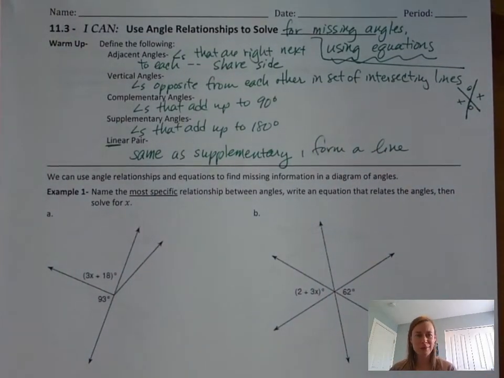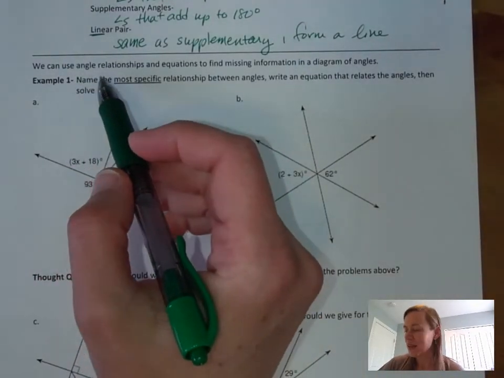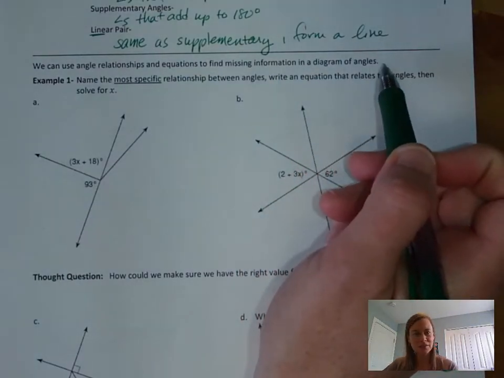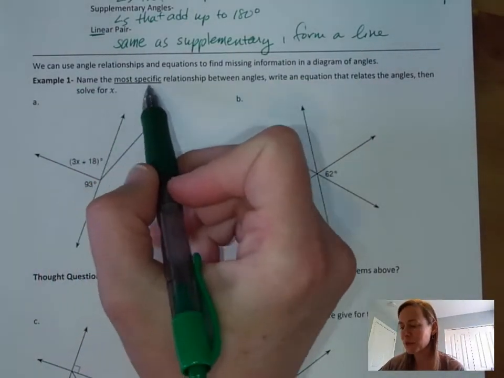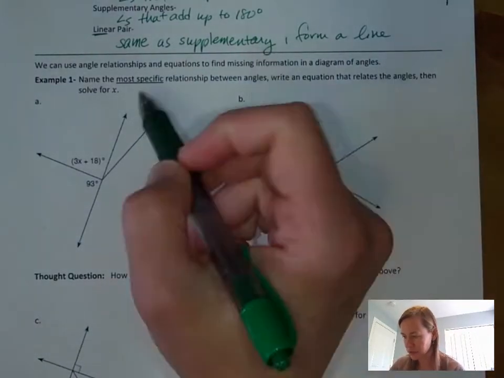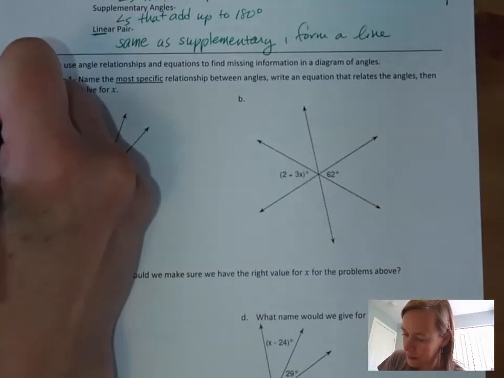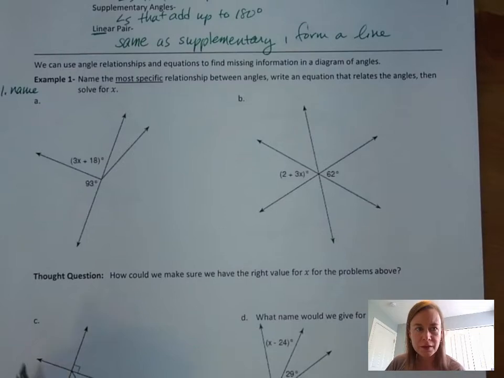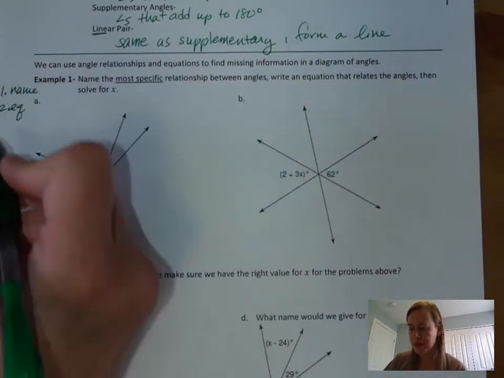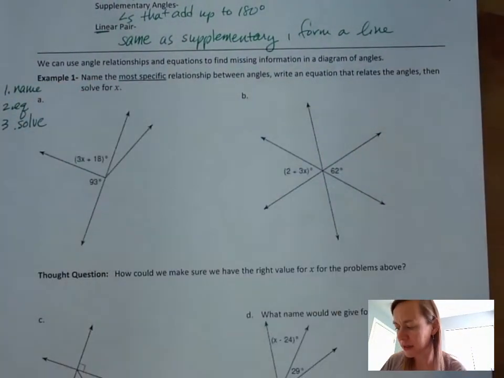Okie dokie, let's go on to some examples. So down here it says, we can use angle relationships and equations to find missing information in a diagram of angles. Okay, so example 1, name the most specific relationship between angles, and then write an equation that relates the angles, and then solve for x. Okay, wait, that's a lot going on. So first we have to name it. Step 1, name it. Step 2, equation. I'll just write EQ. And then step 3, solve. All right, so let's see if we can do that.